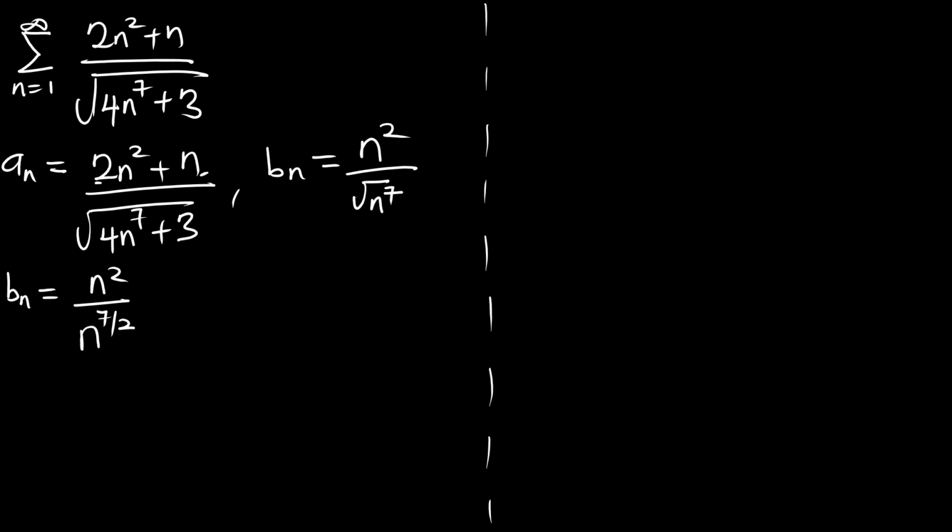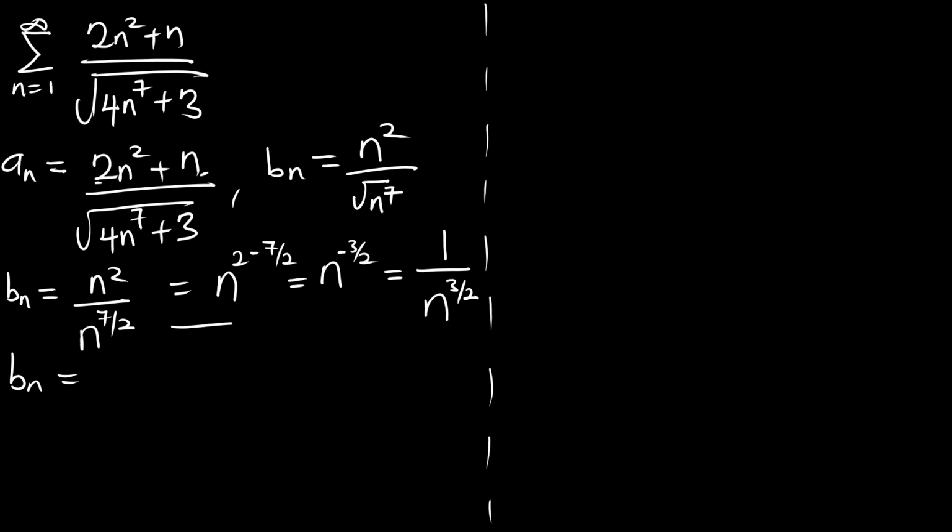And by indices, we can say this is the same as n 2 minus 7 on what? 2. This is going to be n minus 3 on 2. This is also equal to 1 on n 3 on 2. Therefore, our Bn, this was just by the way the law of indices, you can check them out. This is the same as 1 on n 3 on 2. How it goes. So this is now the Bn series. Now we can use the P-series test.